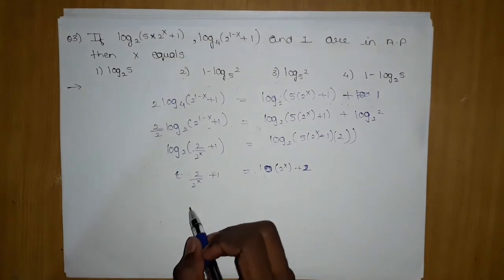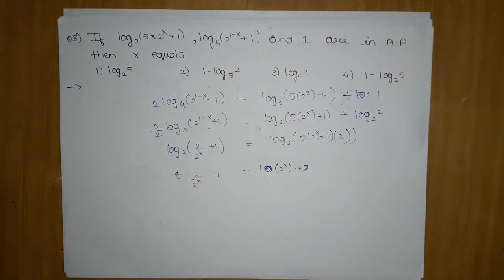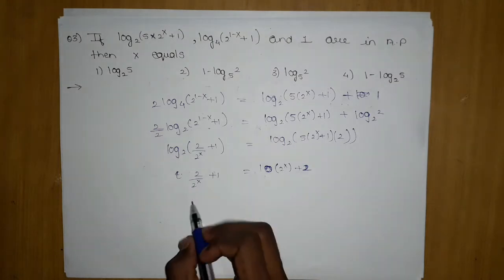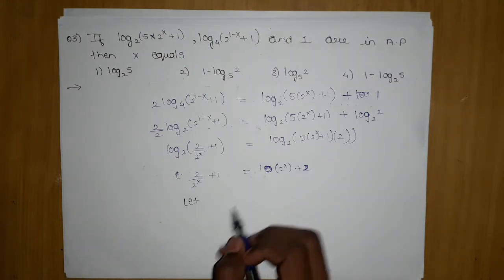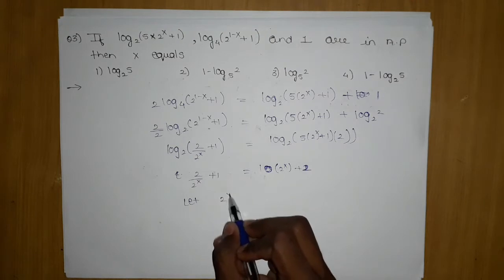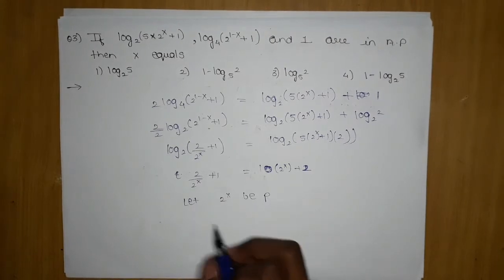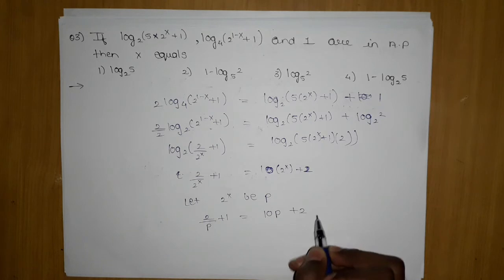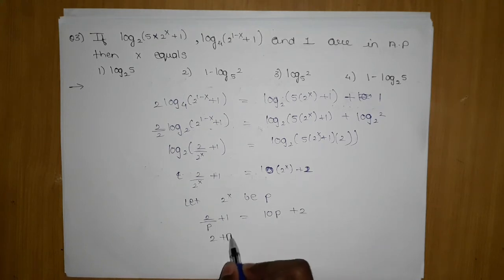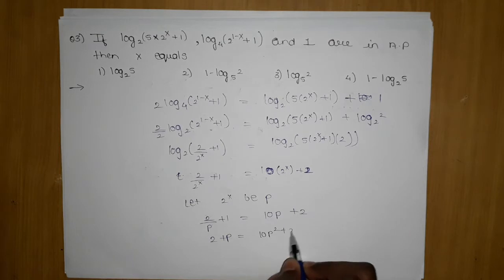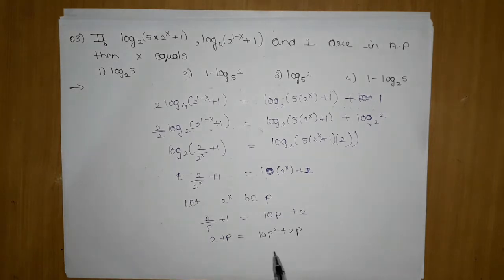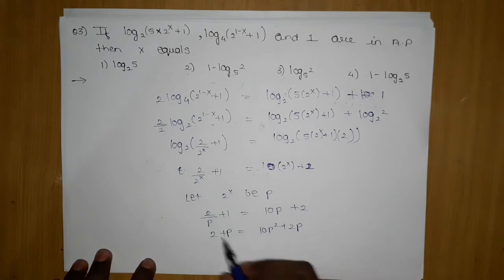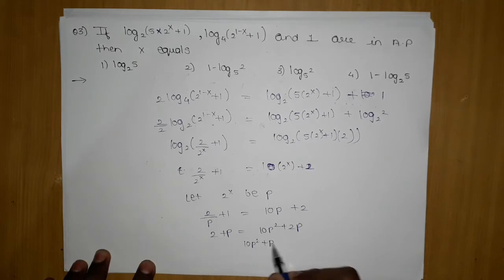Now let's do one thing. Because solving 2 power x will be problematic, let 2 power x be some p. So 2 power p plus 1, so 2 in 5, 10 into p plus 2. So what we are going to get: 2 plus p is nothing but 10p square plus 2p. So we got this thing. After this, this will move here and this will also move here, giving me 10p square plus p minus 2 should be equal to 0.